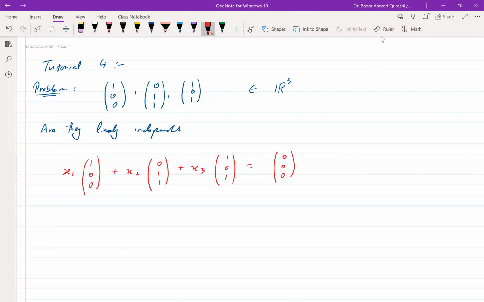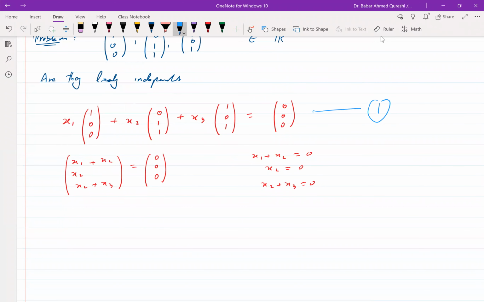So in this case, you can think of it as you are having three different equations, one for each line over here. If I add these vectors, I'm getting x1 plus x3, x2, and then x2 plus x3 is equal to 0, 0, 0. So you can think that you are trying to solve a set of equations. So thinking in these terms, let's go back to equation one.